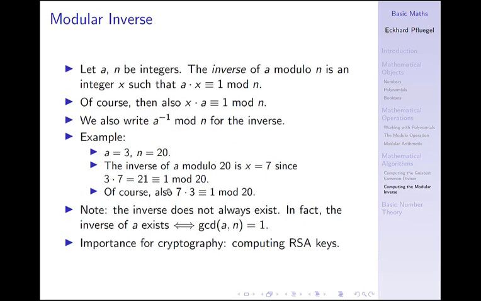So now we come to the next definition that we require before we can proceed with the algorithms, the definition of the modular inverse. Let a and n be two integers. The inverse of our number a with respect to n, or modulo n, is another integer x with the property that if I multiply the first number with that integer x, then that product modulo n is congruent to 1.